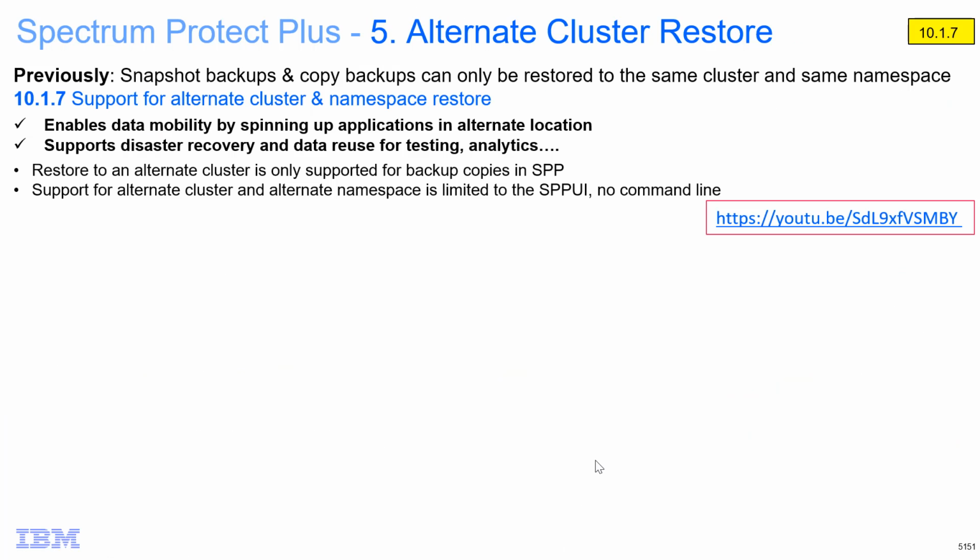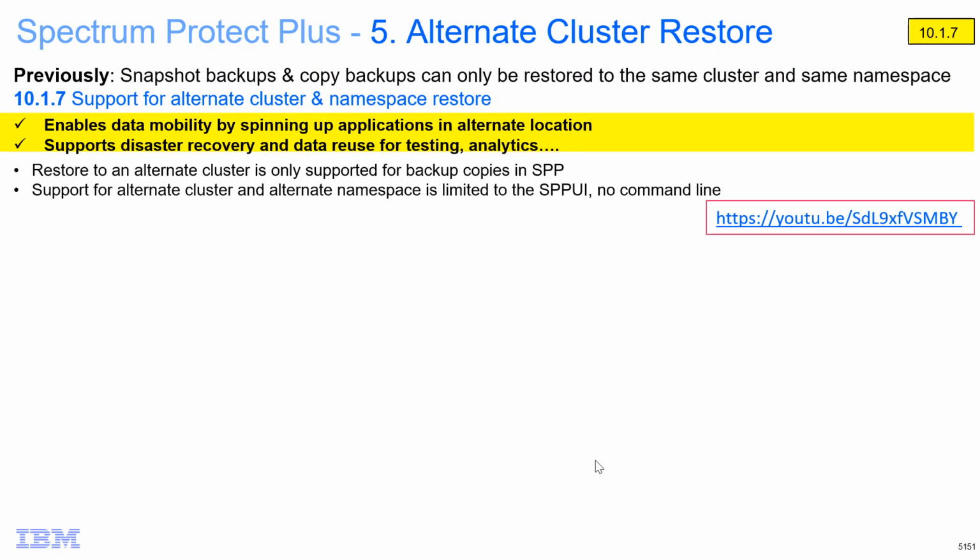So once you've done the backup of your PVCs and/or resources, you now have the option to do an alternate cluster restore. Previously, snapshot backups, which remember are inside of Kubernetes, versus the copy backups, which are out on Spectrum Protect Plus vSnap, could only be restored to the same cluster and the same namespace. And now with 10.1.7, you can choose alternate clusters and alternate namespaces for that restore.